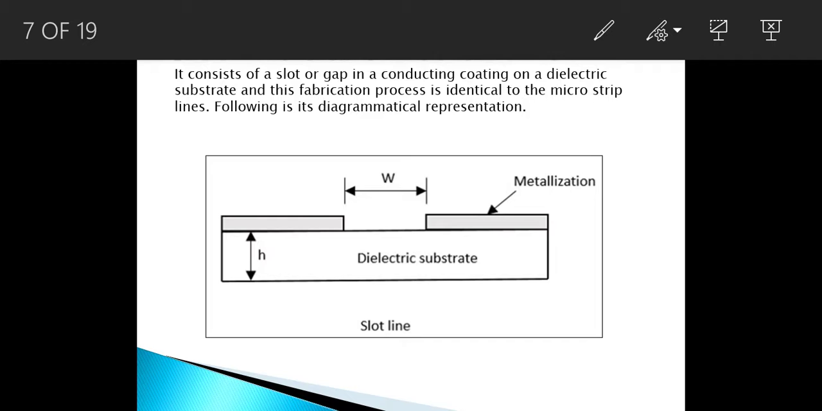Some of the advantages of the slot line are that higher order modes are possible to be realized. It's easy to fabricate and troubleshoot. It can be etched along with a microstrip line on the same PCB. And the disadvantages are that the slot line is relatively lossy compared to other lines. It cannot be used for broadband circuit design as it supports only a single mode.